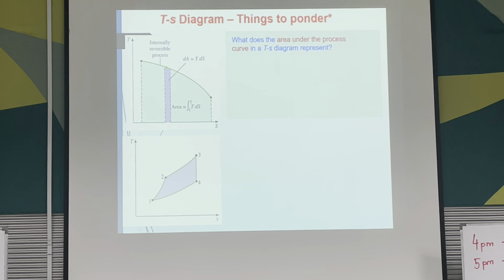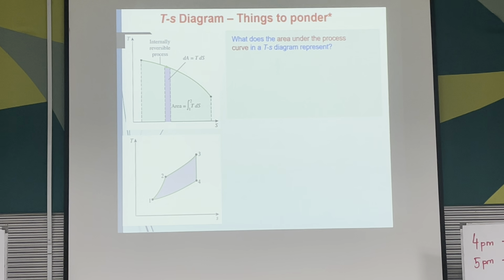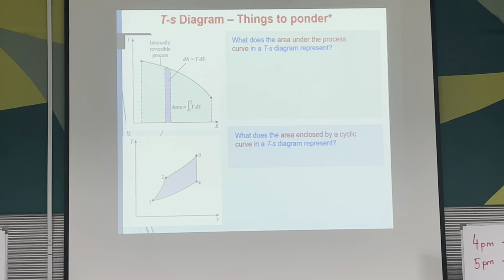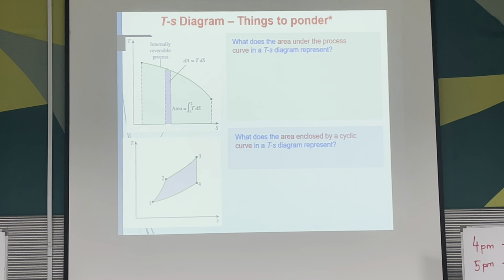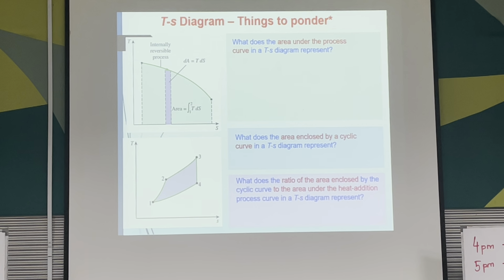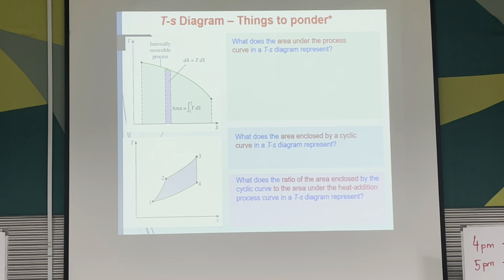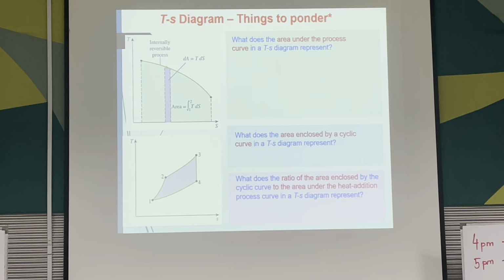Okay, so something for you to ponder. First one, what does the area under the process curve in the TS diagram represent? We kind of talked about it just now. What does the area enclosed by a cyclic curve in the TS diagram represent? The bottom diagram. And what does the ratio of the area enclosed by the cyclic curve to the area under the heat addition process curve in the TS diagram represent? A bit long. Let's look at the first one first.